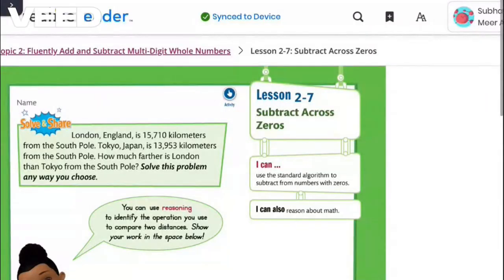Good day, fourth graders. Today our lesson is lesson 2-7, subtract across zeros. Our goal for this lesson is to be able to use the standard algorithm to subtract from numbers with zeros. The number we're subtracting from, that first number, is going to have zeros, and we want to see how that affects our answer, because subtracting 0 gives us the same number we started with, but subtracting from 0 does not. And we'll see how that plays a part in this problem here.